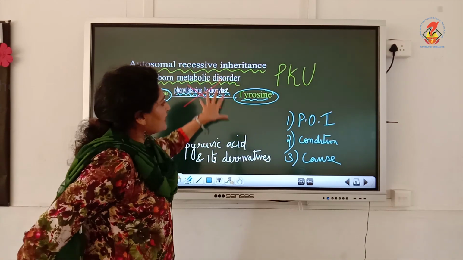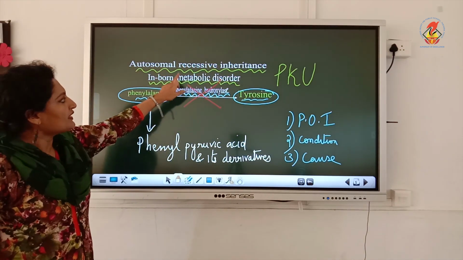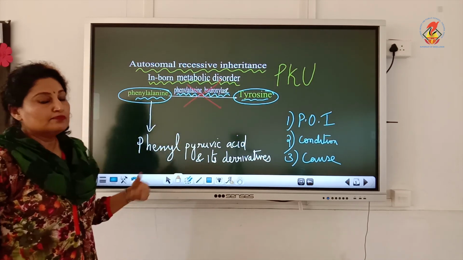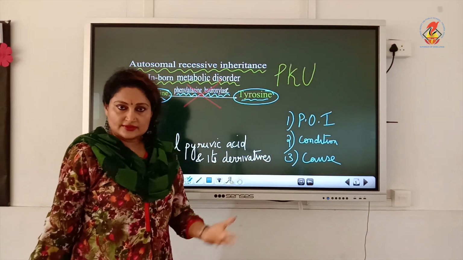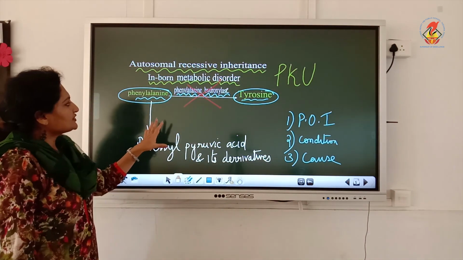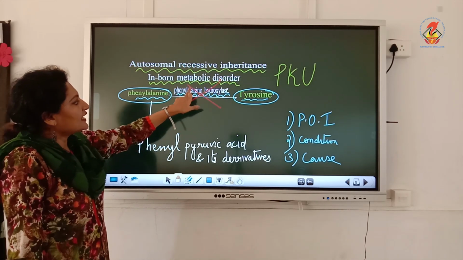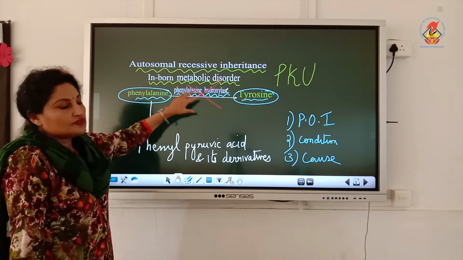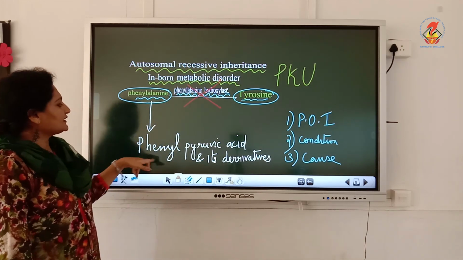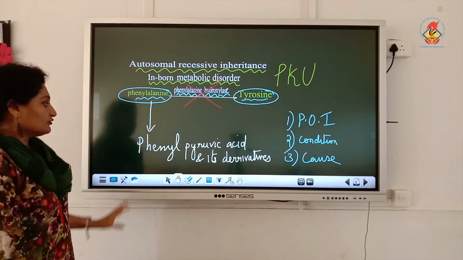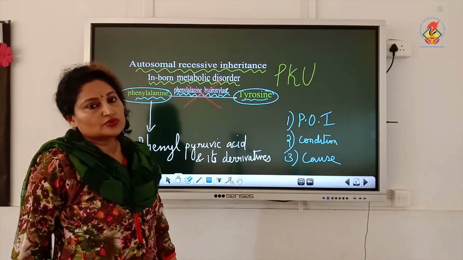So under phenylketonuria, the pattern of inheritance is autosomal recessive inheritance, which is an inborn metabolic disorder. Then the cause, I told you, is mutation, and third, the condition is lacking. These individuals lack the enzyme phenylalanine hydroxylase, which is essential for the conversion of phenylalanine to tyrosine. Instead, phenylalanine gets converted into phenylpyruvic acid and its derivatives, which get accumulated in the head and excreted through the urine.